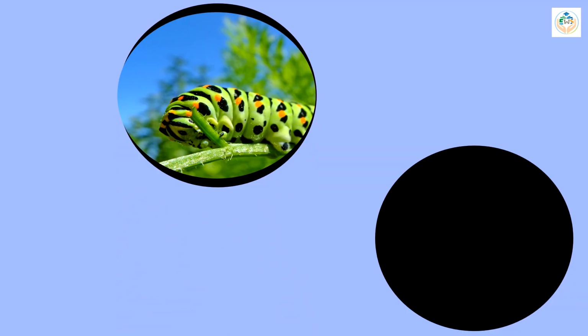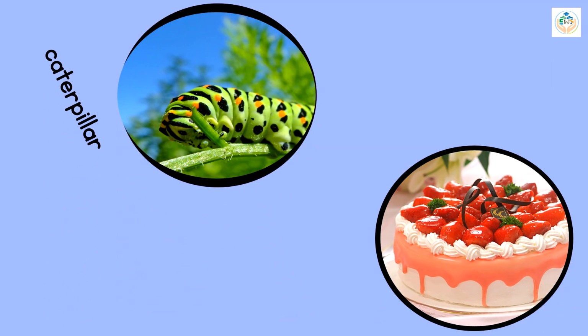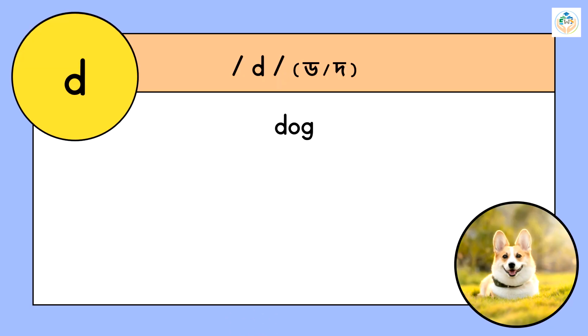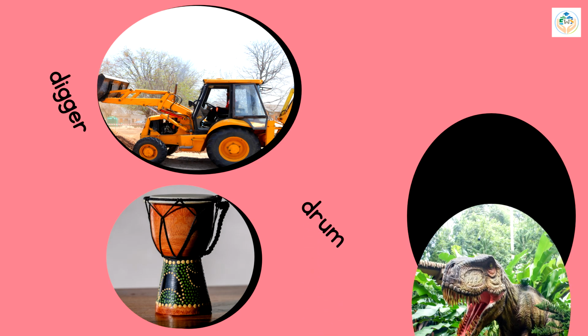C for caterpillar. C for cake. C for cookie. Next we have D. D sounds like dog. D for dog. D for digger. D for drum. D for dinosaur.